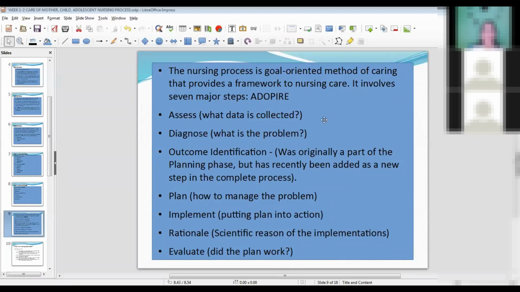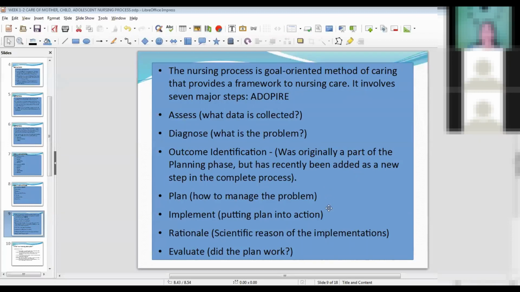So now we have A for assessment, what data is collected. D for diagnosis, what is the problem. O for outcome identification. This was originally a part of the planning phase, but has recently been added as a new step in the complete process. And then we have P for planning, how to manage the problem. I for implementation, putting plan into action.